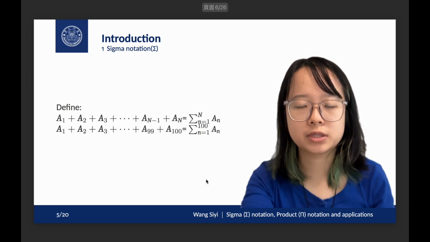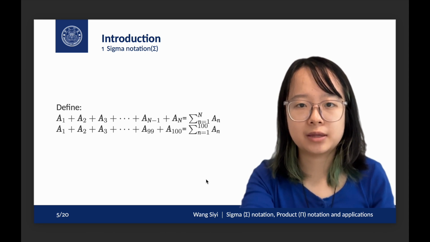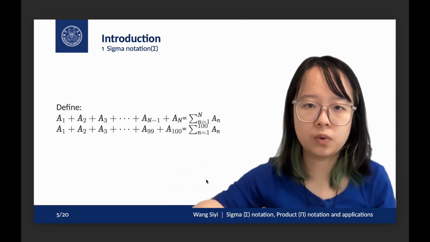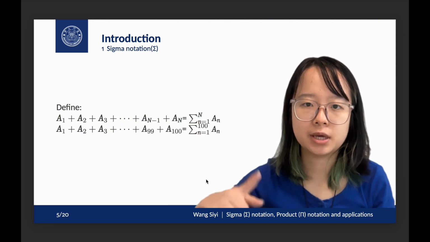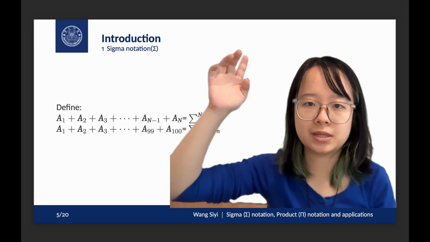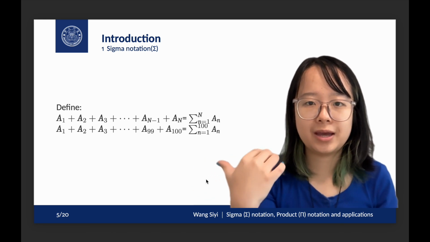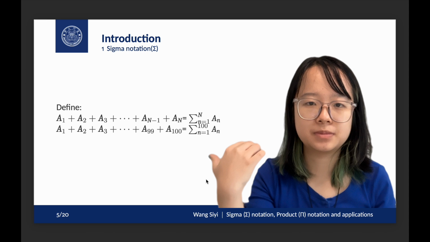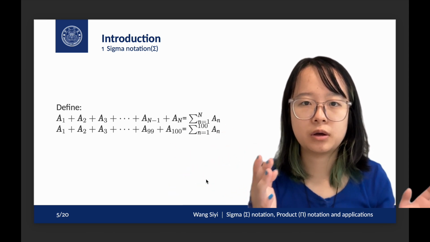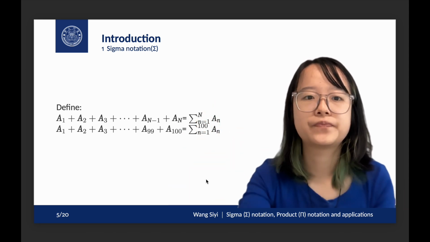Now we define the sigma notation. Below the sigma we write n equals 1, the starting point, and the upper number above the sigma shows that the ending point is n. And the right-hand part, a_n, means every number in the summation satisfies this form.